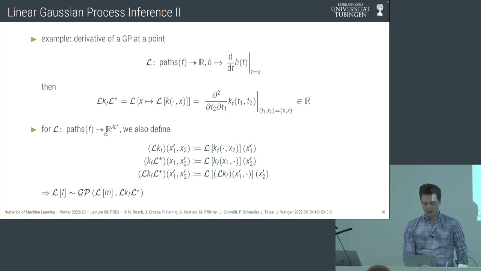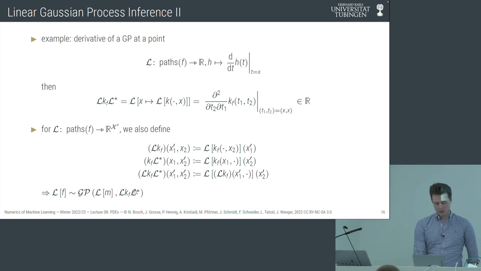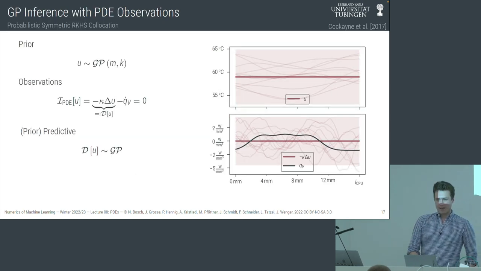If this is just a derivative operator, for example for a scalar GP, just differentiate once, then you differentiate the mean and you differentiate the kernel functions on both sides, essentially, to get a symmetric function again. You can see it like that. And then that's a GP again, under certain conditions.